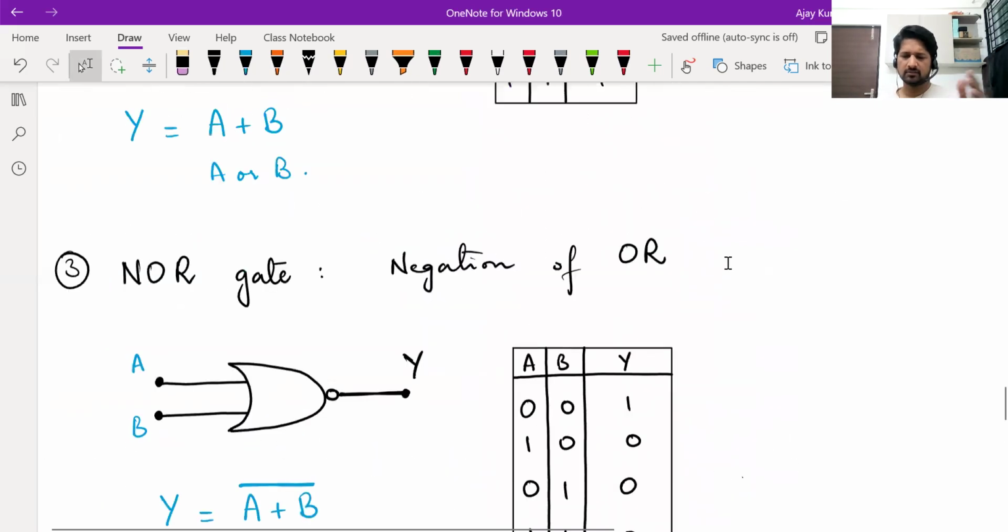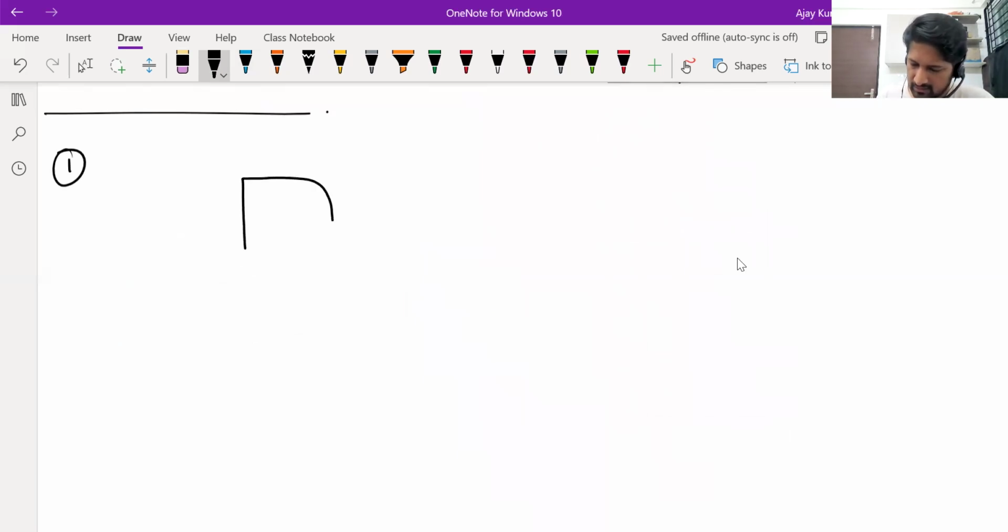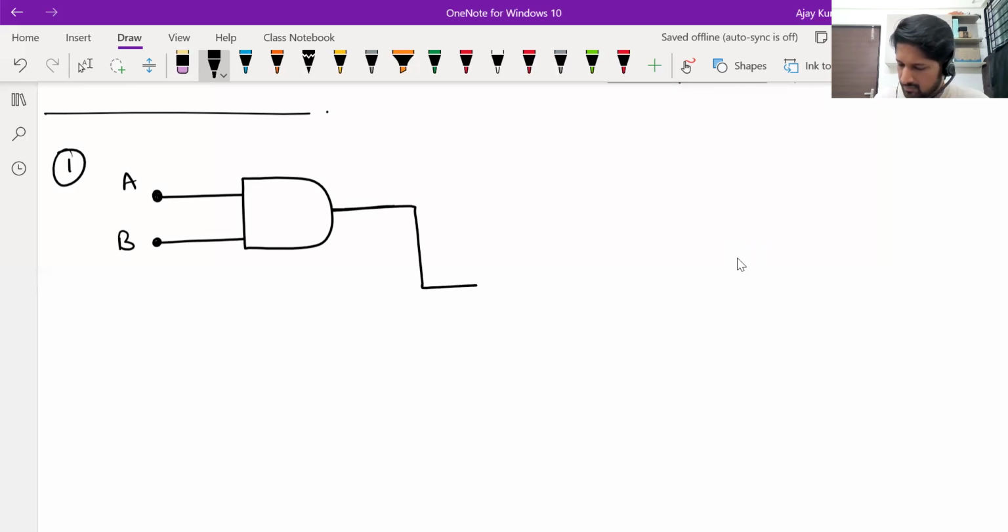Now, you may be asked simple questions based on the combination of these gates as well. For example, let's consider a circuit like this. Suppose there is an AND gate. Let's call this signal A, this signal B. The output of the AND gate and the signal B. Okay.